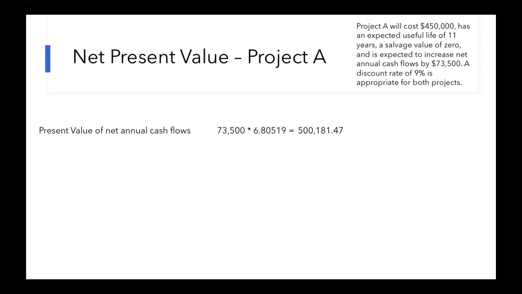Now, to find the net present value, we need to subtract out the capital investment. So how much did this project cost? Well, we're told that project A will cost $450,000. So if we take the present value of our cash flows minus our capital investment, we get a net present value for project A of $50,000.